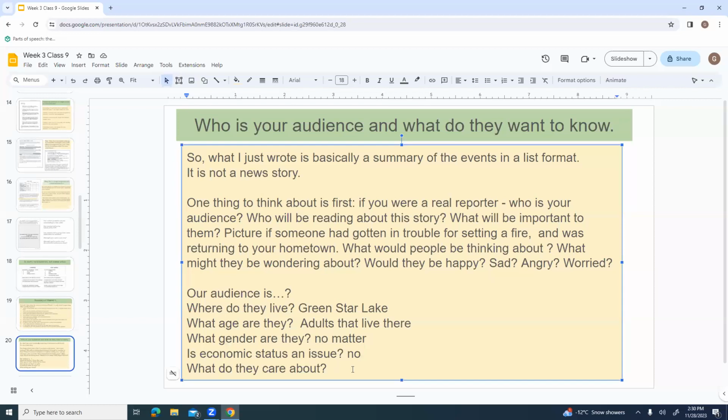What do you think adults that live in Green Star Lake care about? It could be different things. Some of them might care about safety.